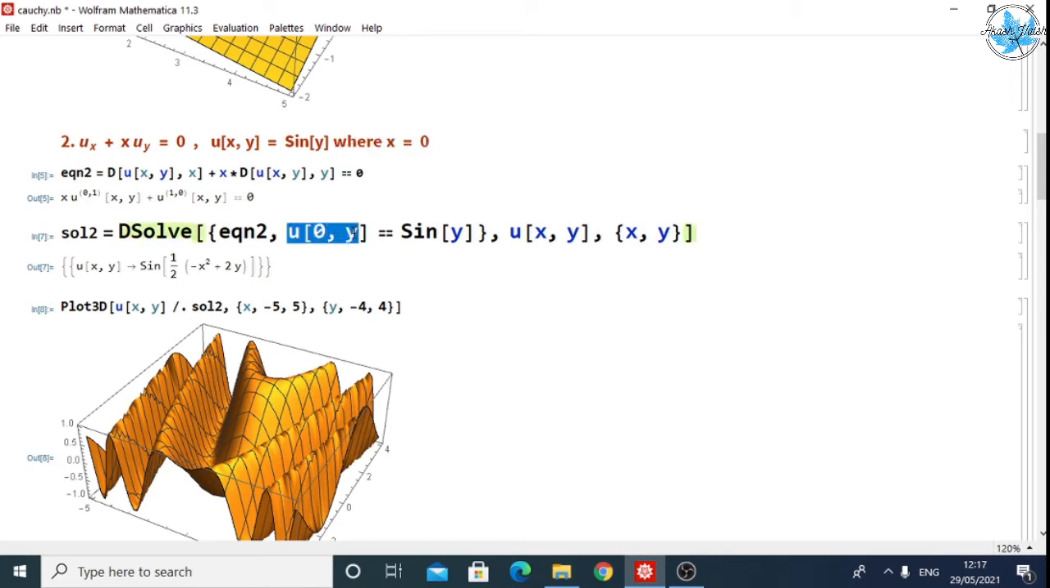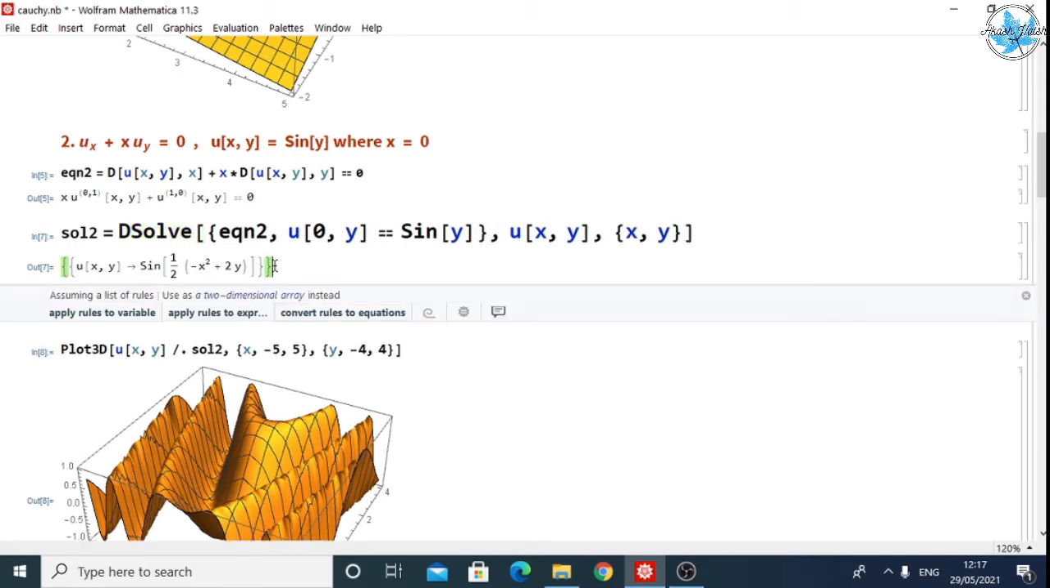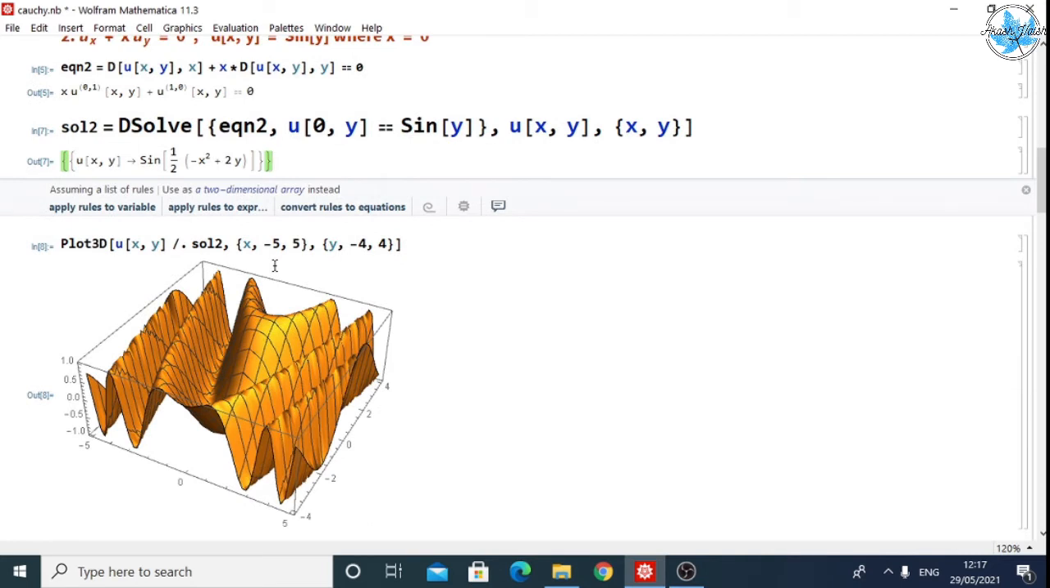So u of 0 comma y double equals sine y, then here is my u of x comma y. I want to find this value, which is the dependent variable of x comma y. Okay, so you will get the solution here. Now you will know how to plot this two variable function.